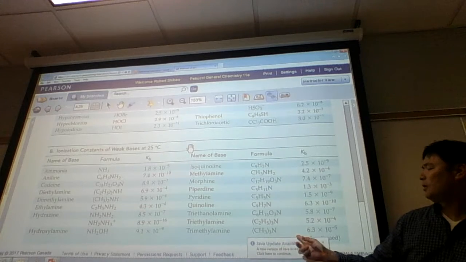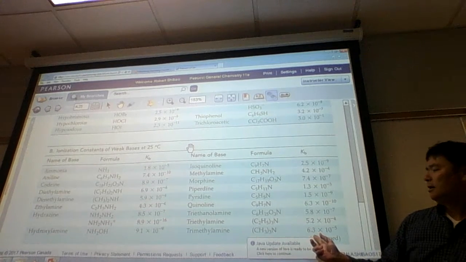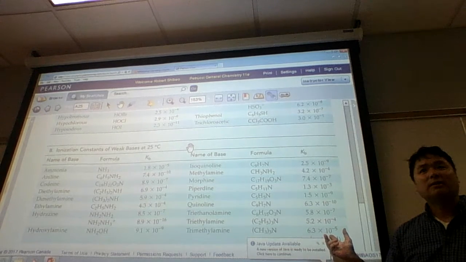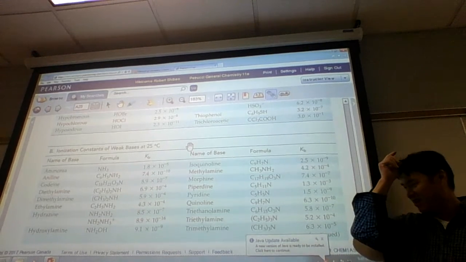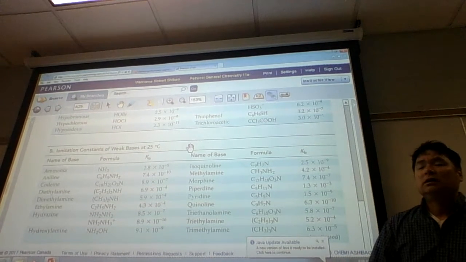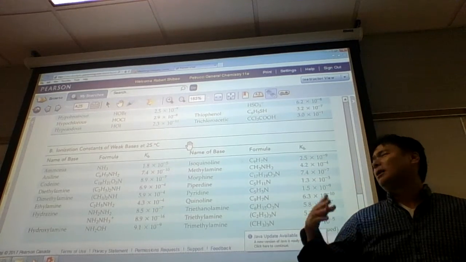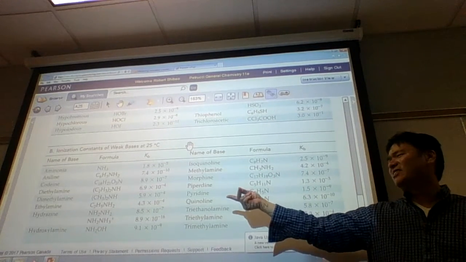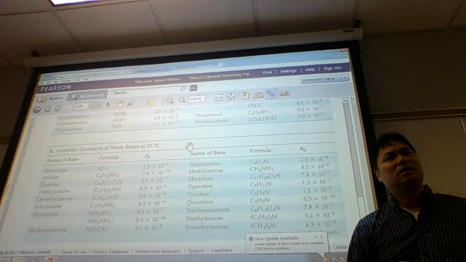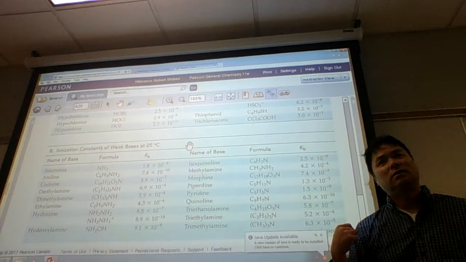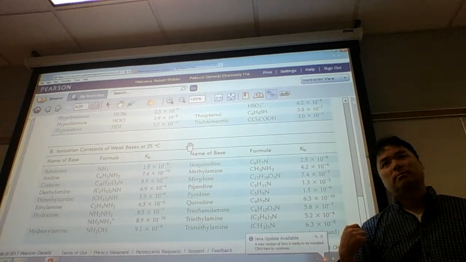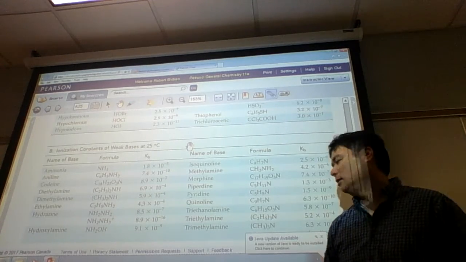Go 5.9 to 6.3, but this is 6.3 times 10 to the minus 5. And so what happened there? So one methyl becomes a little bit more basic, two methyls becomes a little bit more basic, and then three methyls, it becomes not more basic, but less basic. And so what's going on there?